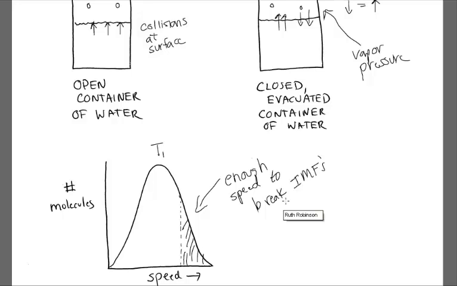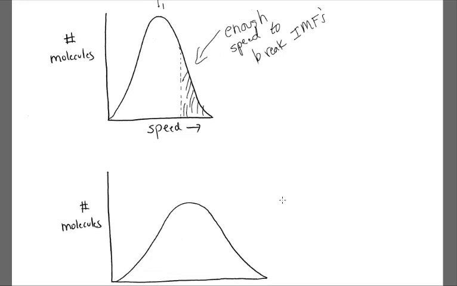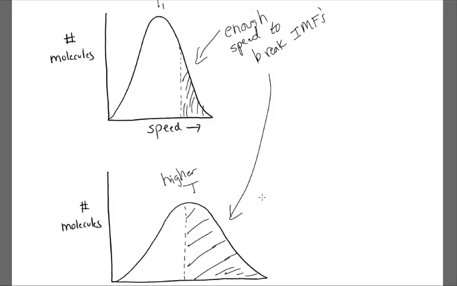Okay, so then if we raise the temperature, the distribution at a higher temperature than T1 shifts to higher speeds and spreads out, and therefore if we have the same speed where the molecules can escape, you will have more of them, more of the molecules in the liquid have that energy to escape. So at higher temperatures, you will have more of them escaping.